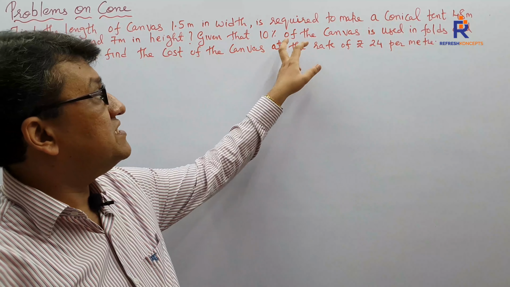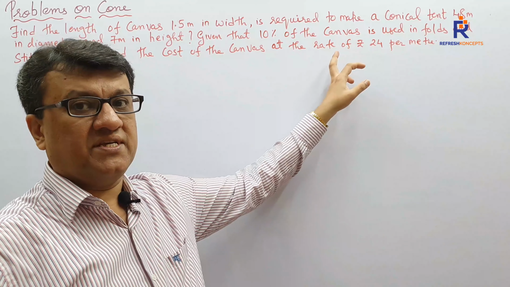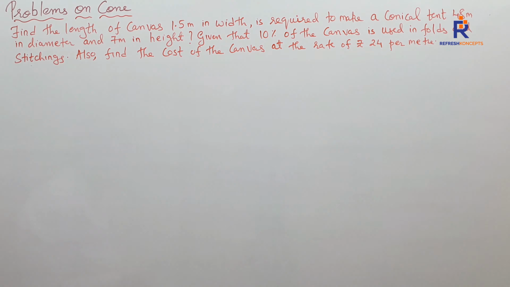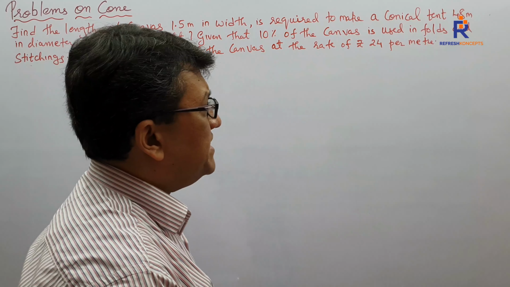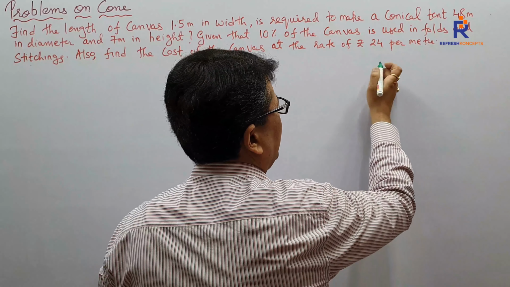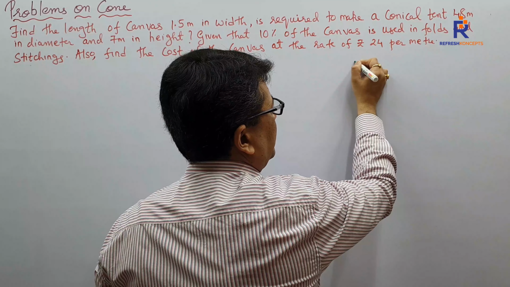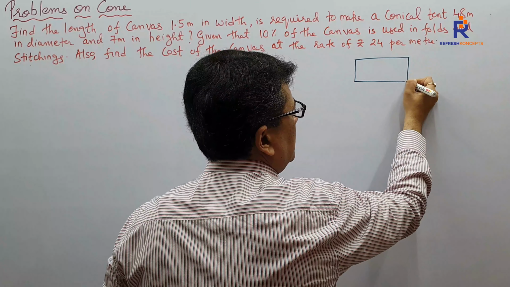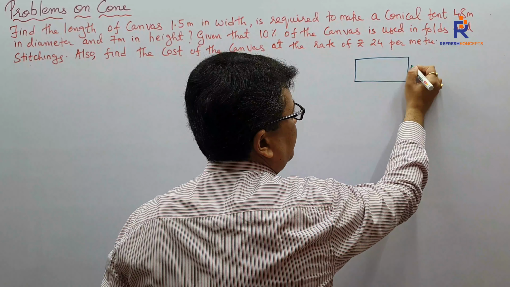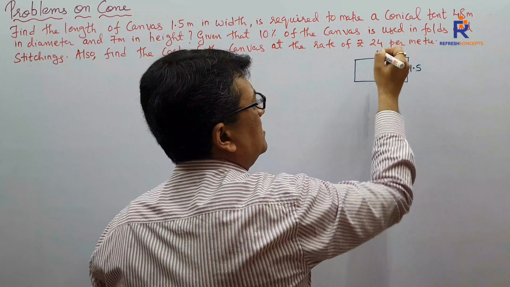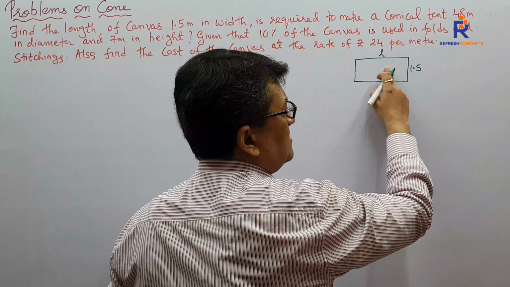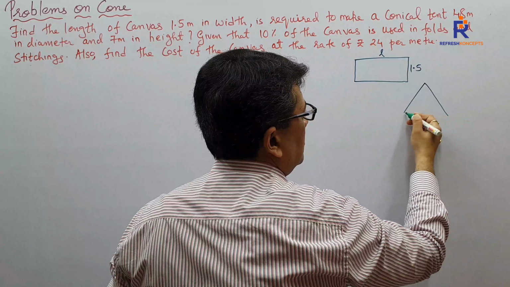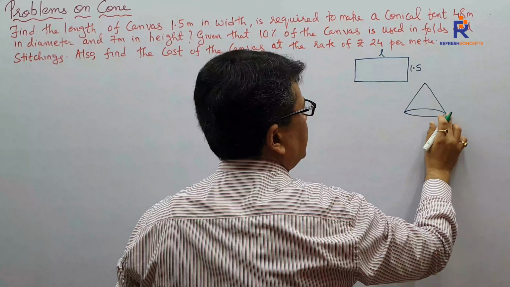The first one is 10% of the canvas. I shall make you understand. And the rate, rupees 24 per meter. If I have to draw the diagram for the same, actually there isn't any diagram, but if you want, you can make a very rough one: this is what a canvas will be, whose width is given to me as 1.5 meter. I intend to find out the length. From the same canvas, I intend to make a cone.